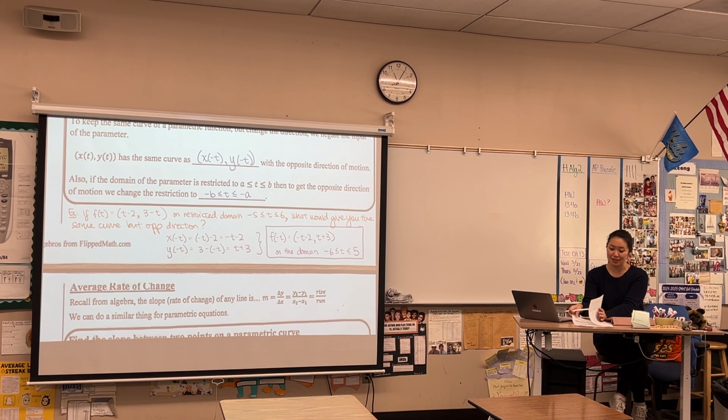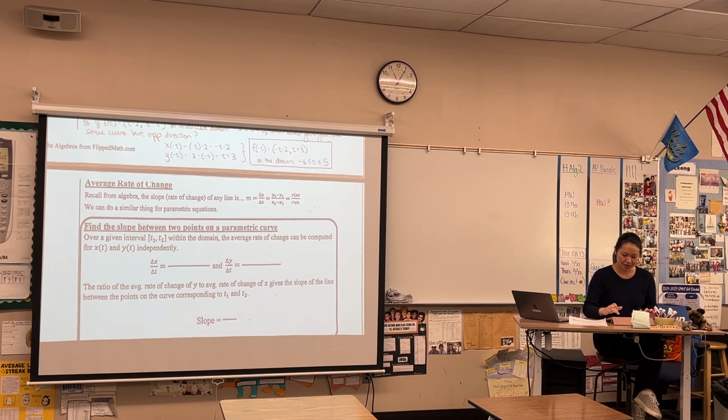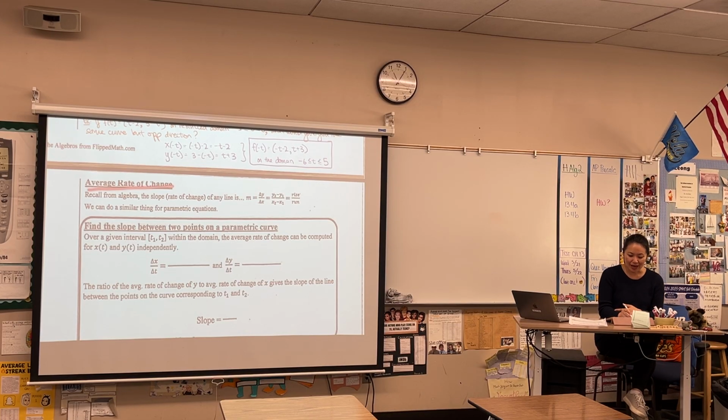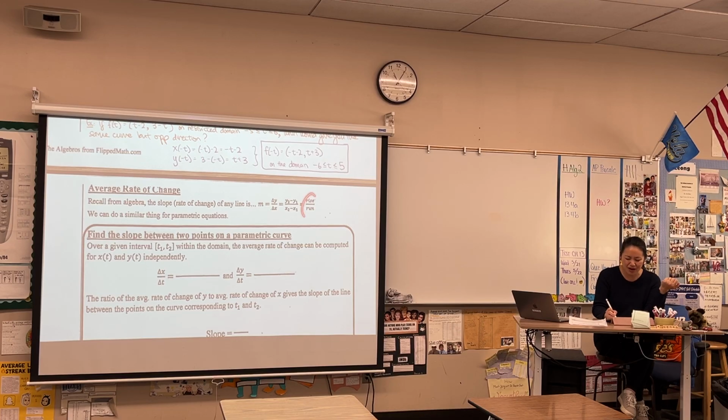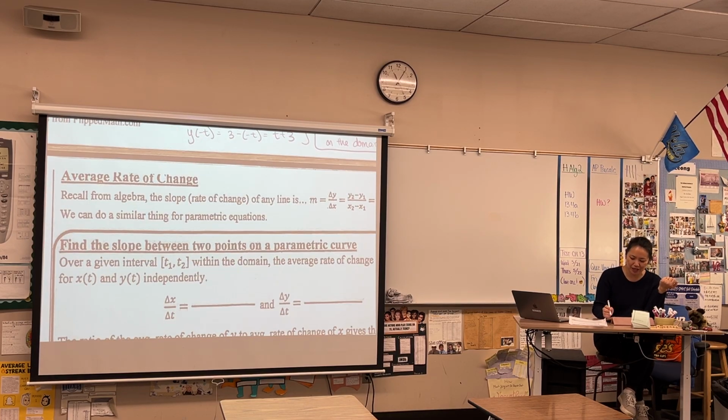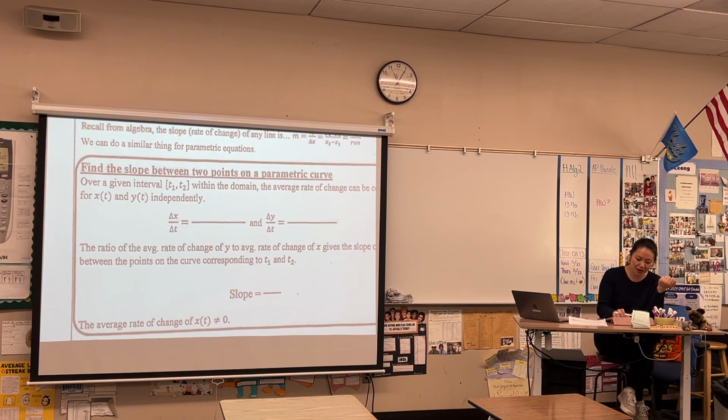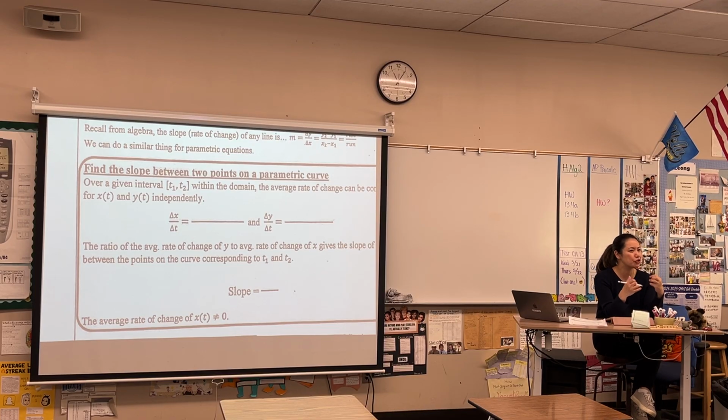All right, just one last thing I wanna show you guys, and that'll be it for parametrics. The last thing I wanna show you is just the average rate of change. So we've done average rate of change a lot, right? So it's like rise over run, that idea, change of y over change of x. So we can do something similar to parametrics, but what we're gonna do is we're gonna do x and y independently, and then we're gonna ratio those to find the rate of change for the parametric, okay?